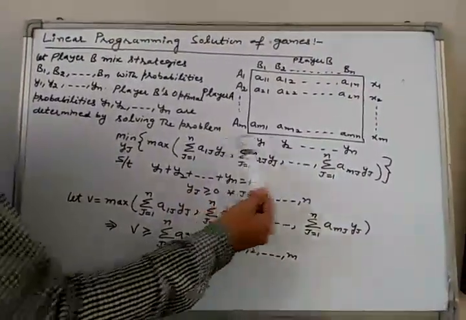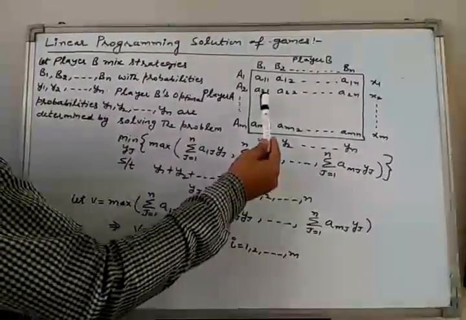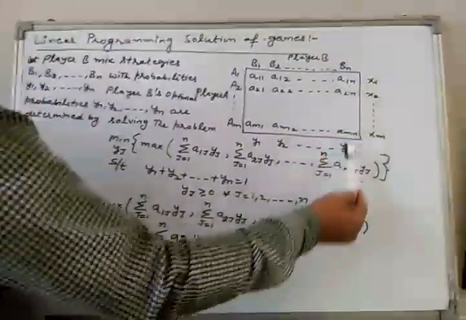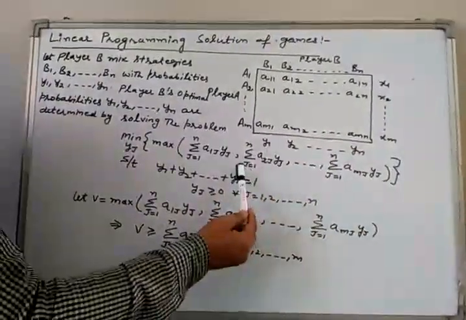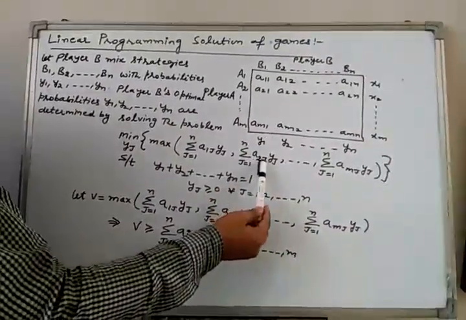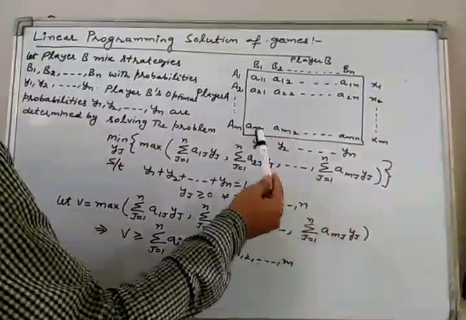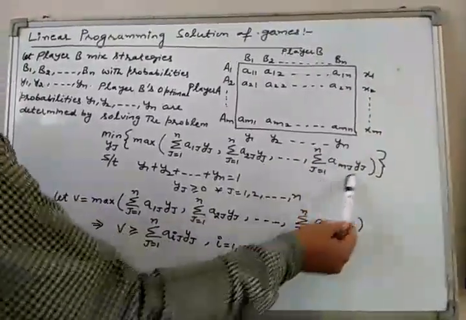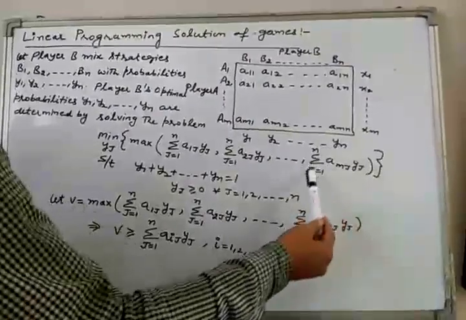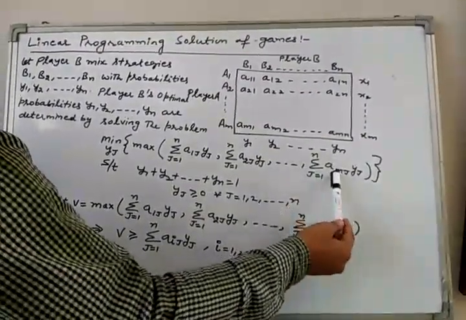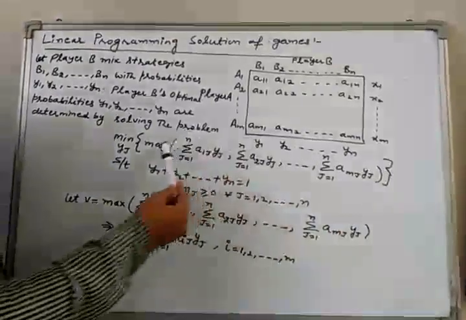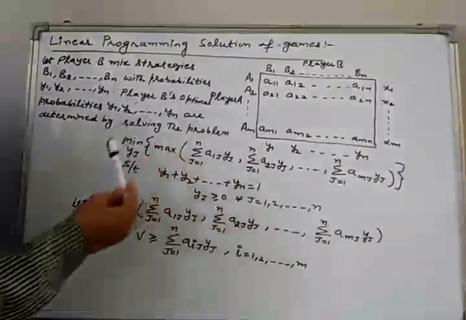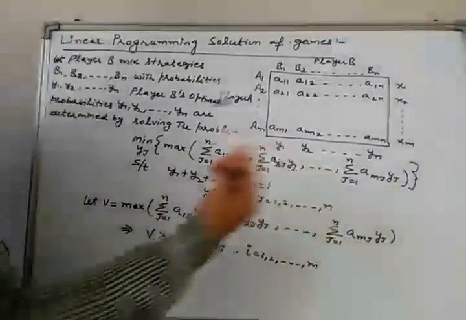And similarly for other expressions, the next is a21 y1 plus a22 y2 plus so on a2n yn. In closed form it becomes summation j varies from 1 to n a2j yj. So on, am1 y1 plus am2 y2 plus amn yn. This expression in closed form becomes summation j is equal to 1 to n amj yj. We have to choose the maximum of these and then take the minimum value of this thing.